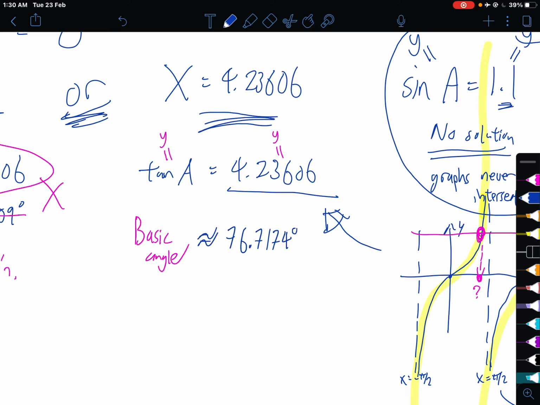So now what we have to do is to try and solve for A, knowing that this guy is in quadrant 1. Oh, wait a minute, basic angle is the quadrant 1 angle. So therefore, we only have one solution. A is 76.7 degrees to 1 decimal place. Right, I rounded off already. The digit 1 is between 0 to 4, so I round down. So 7 plus 0 is just 7. So 76.7 degrees. And we are done.